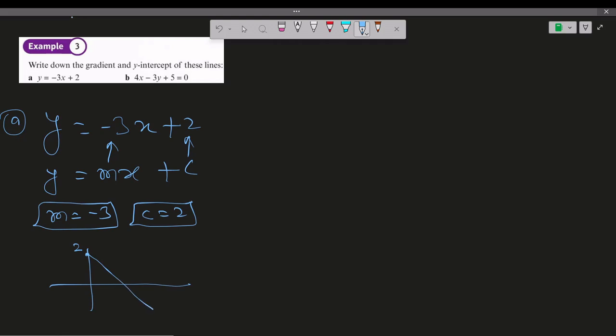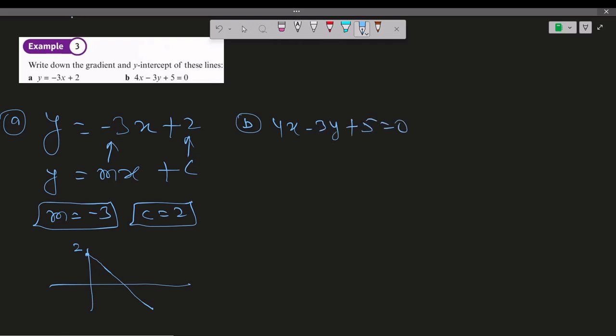Let us say the line is declining like this. This is approx. So we have an approximate idea of the line. Okay. What about part B here? The equation is 4x minus 3y plus 5 equals 0.